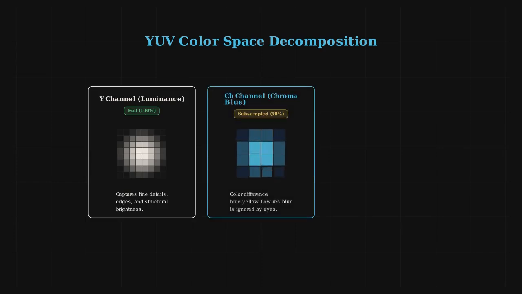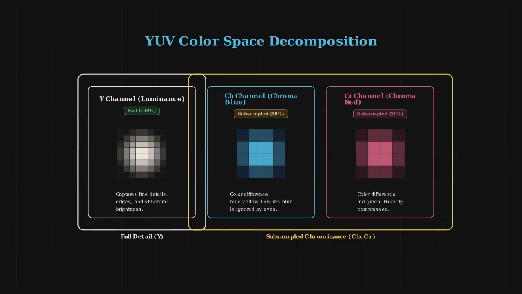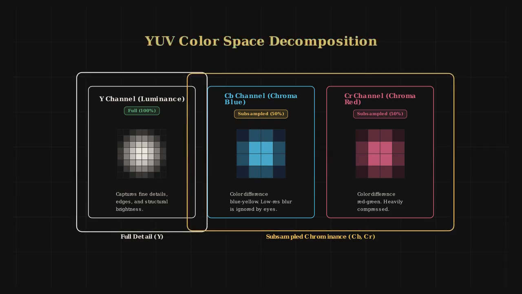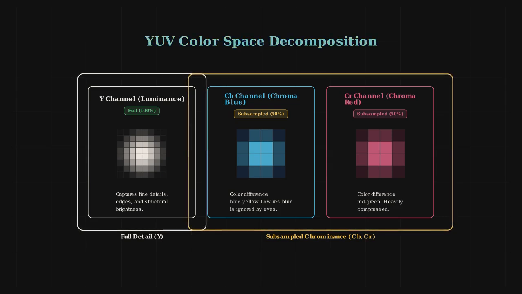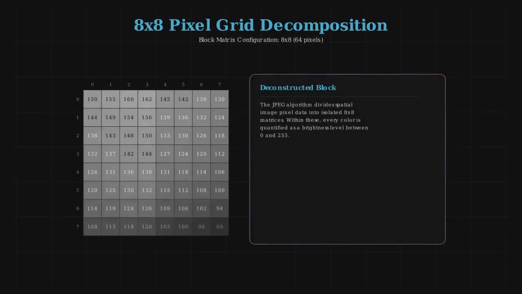Our eyes have millions of photoreceptors, making us incredibly sensitive to light intensity, called luminance, but much weaker at detecting fine color details, or chrominance. By keeping all the brightness data but throwing away half the color info, we reduce file sizes immediately without you noticing a thing. Next, the JPEG algorithm splits the image into isolated matrices of 8 by 8 pixels.